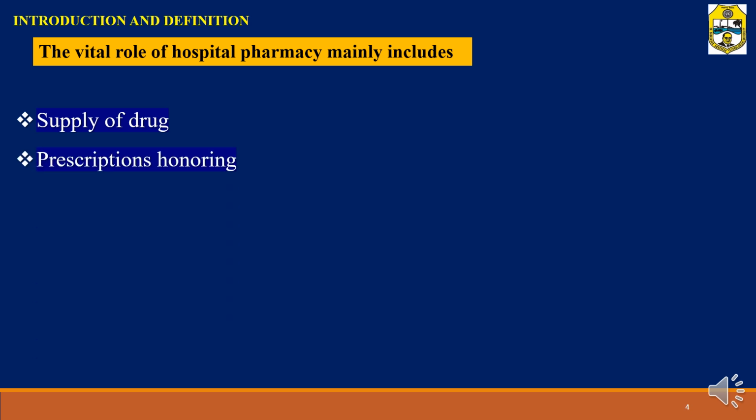Then the next function performed by the hospital pharmacy is prescription honoring. This is another newer, modern pharmacy concept, where the pharmacy department is bound to make sure there is 100% prescription honoring. It means there should never be unavailability of any kind of drug, especially any drug which comes under the category of essential drugs. It is again one of the important functions of hospital pharmacy: 100% prescription honoring without any interruption in supply.